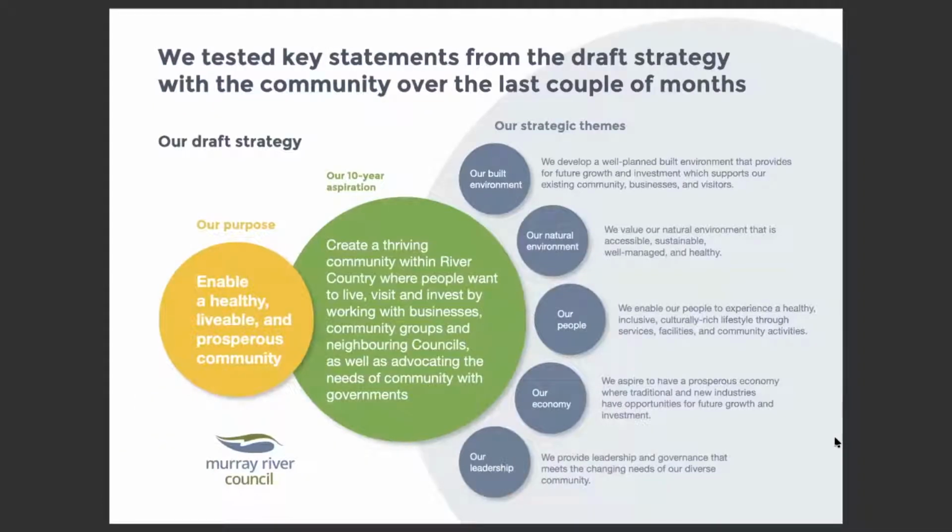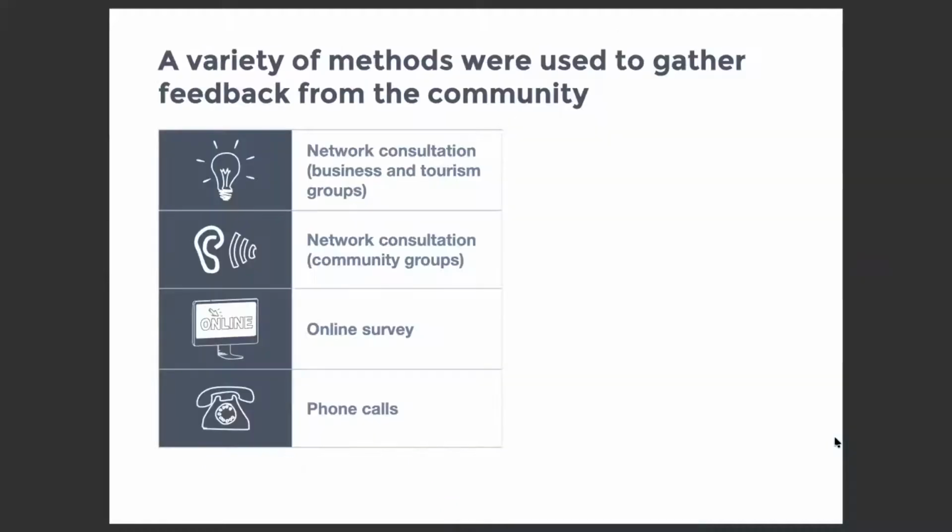So we tested key statements from the draft strategic plan with the community over the last few months. And so these are the different elements that we tested: the purpose, the 10-year aspiration, and the strategic themes. We had to get creative and use a variety of different methods to get your feedback on the community strategic plan. Ordinarily, we would have come face-to-face, run a couple of town halls and facilitated a couple of consultation processes. Because of COVID-19, we had to use different methods. And you can see here we used 4 different kinds of methods.